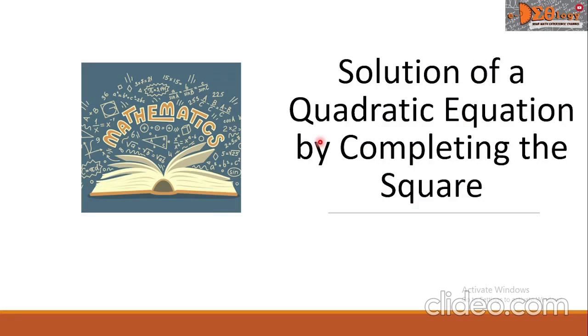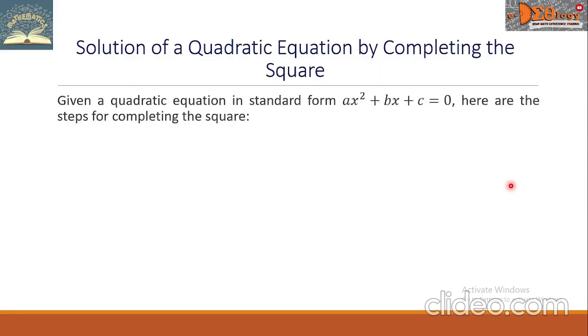Hi everyone. Today we're going to study solution of a quadratic equation by completing the square. Given a quadratic equation in standard form, ax squared plus bx plus c equals 0. Here are the steps for completing the square.